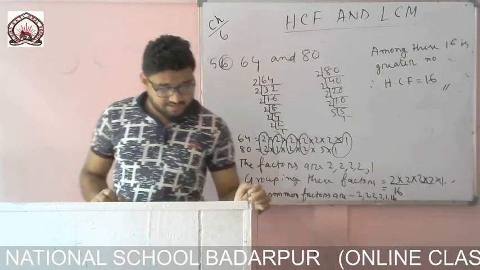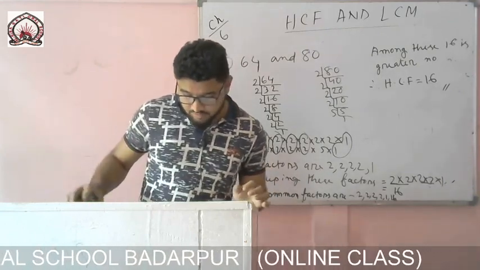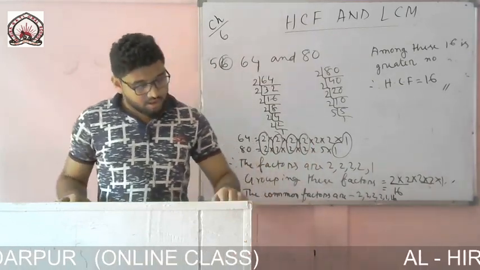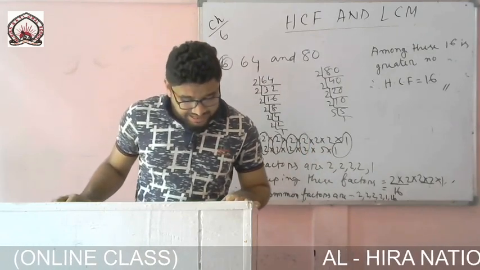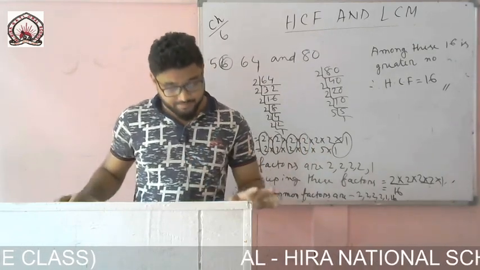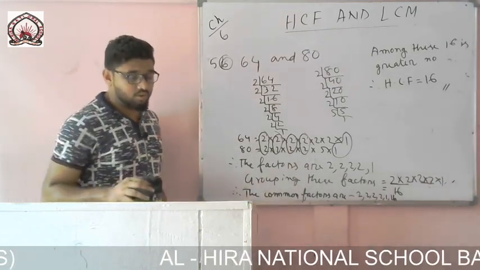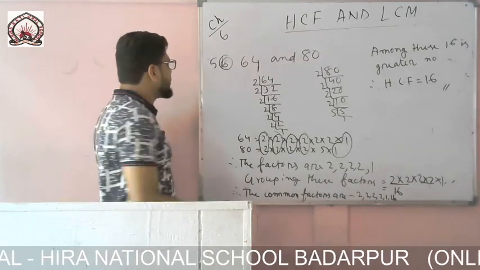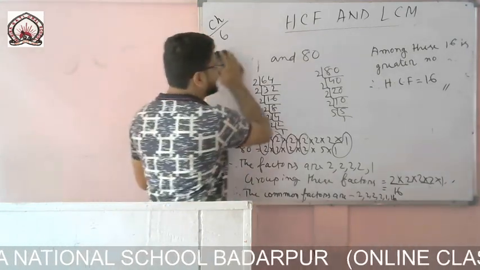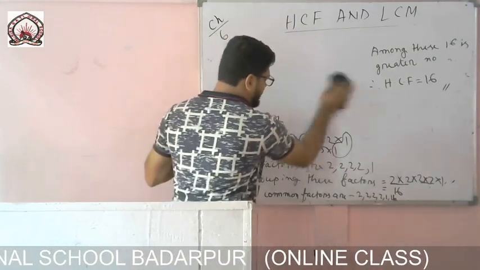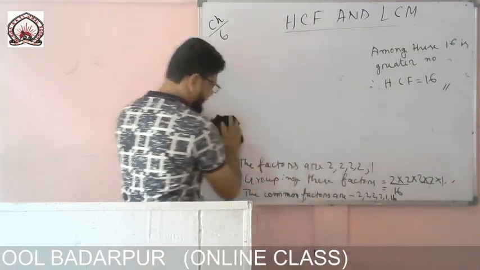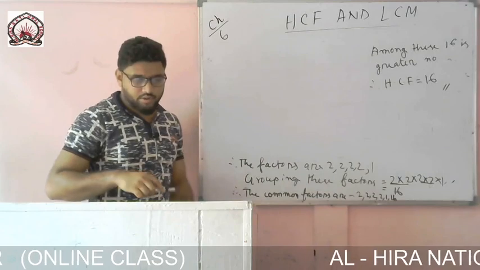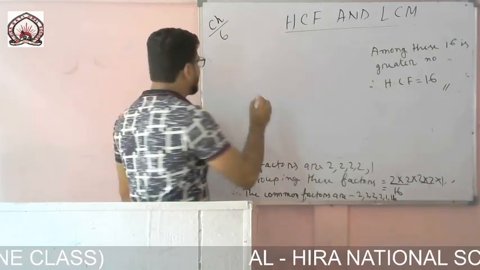Now come to question number 6a. These two you do by the same method. From question number 5 to 8, all the questions are the same, so there is no change. So 45 and 105, question number 6a.